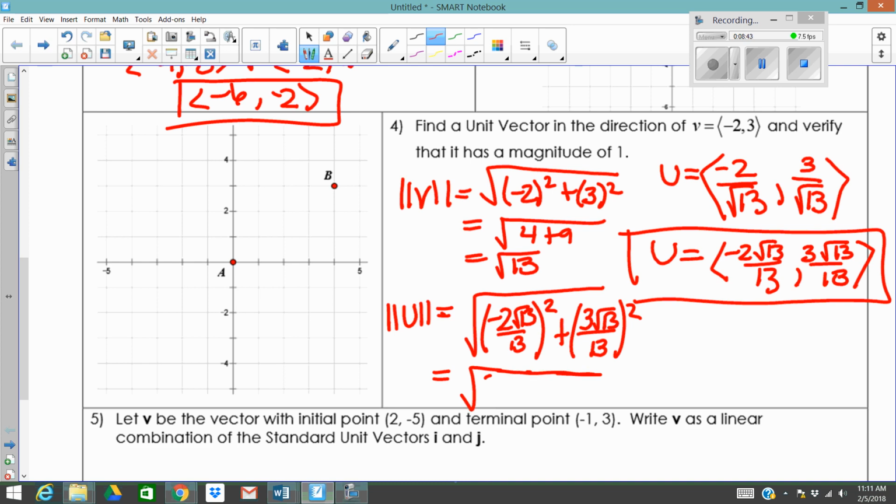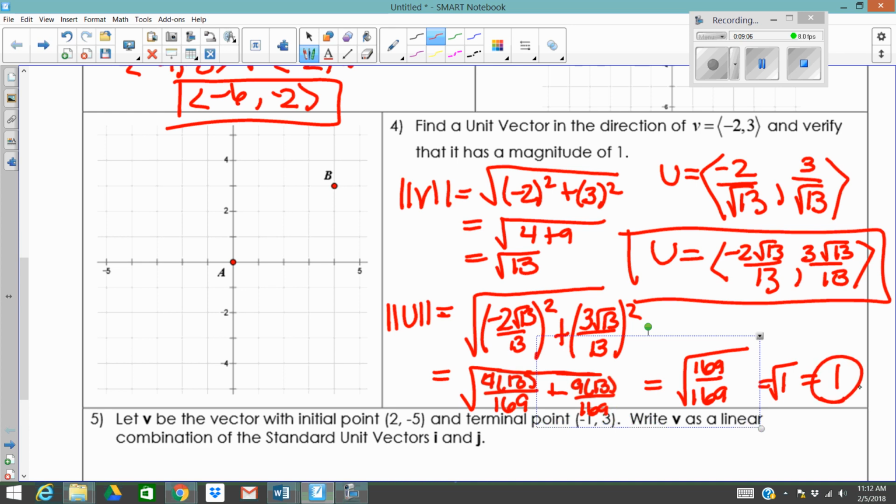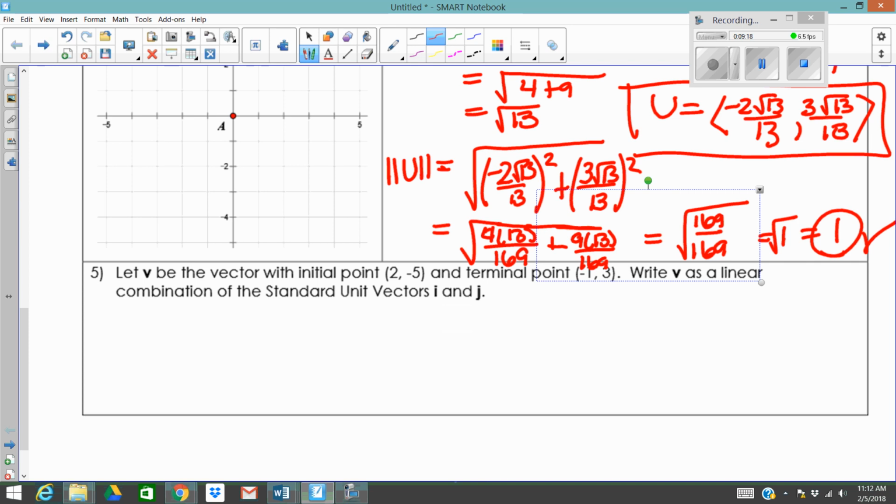All right, I'm going to do that step by step. So that will be 4 times 13 all over 13 squared, which is 169, plus that'll be 9 times 13 over 169. So I multiply and add, and that gives me the square root of 169 over 169, which is the square root of 1, which is in fact 1. So that's just verifying that that unit vector definitely has a magnitude of 1. But that makes sense. If you take a vector and you divide it by its length, it's going to end up having a length of 1.